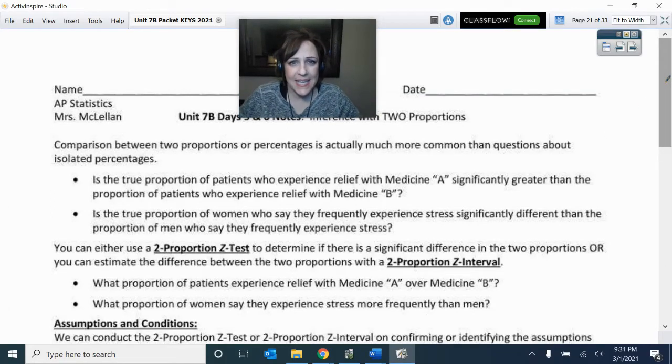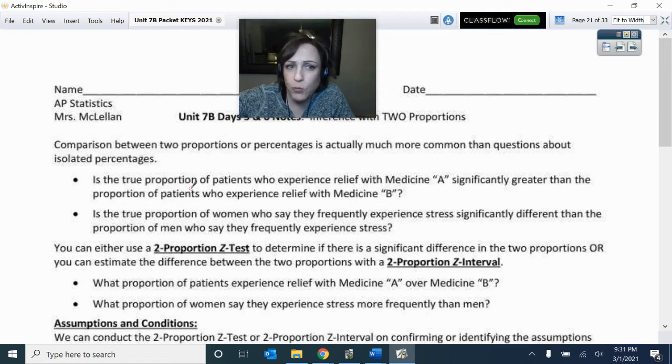All right, let's begin talking about this inference with two proportions. We've just been doing one proportion, but now we're going to do two. So we're mainly concerned about the difference between these two things. These are actually more common than inferences just about one proportion or about a single percentage. Okay, so this is more common.